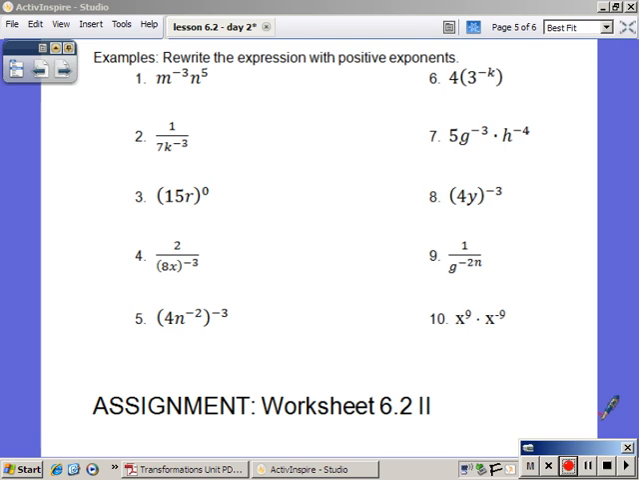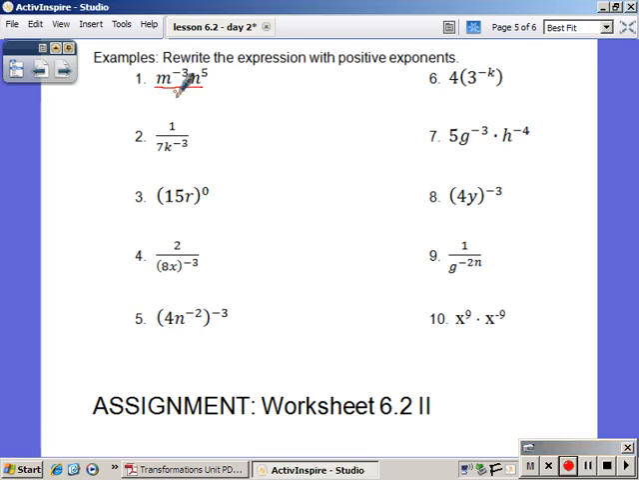The last set of examples here asks us to rewrite those expressions with positive exponents. So if I take a look at number 1, m to the negative third times n to the fifth. Well, n to the fifth is good. It has a positive exponent. However, this negative 3 on m is not good.